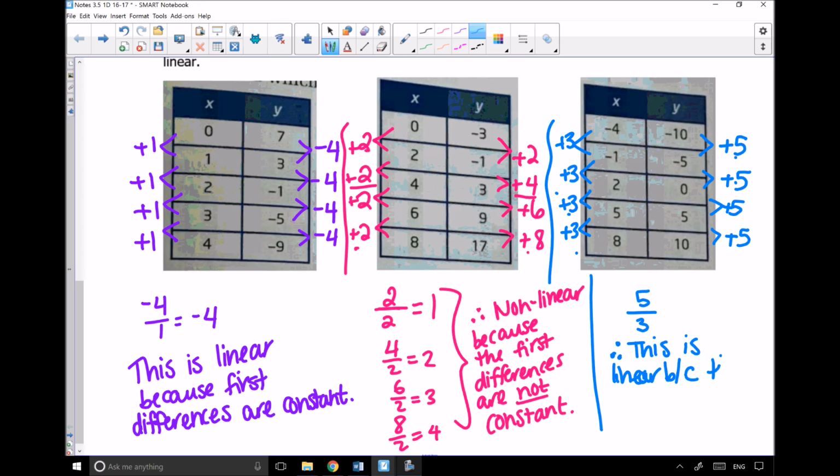Because the first differences are constant. So essentially, we're just looking for a constant slope. If we have a constant slope, it's a linear relation. If it's not a constant slope, then it's not a linear relation.